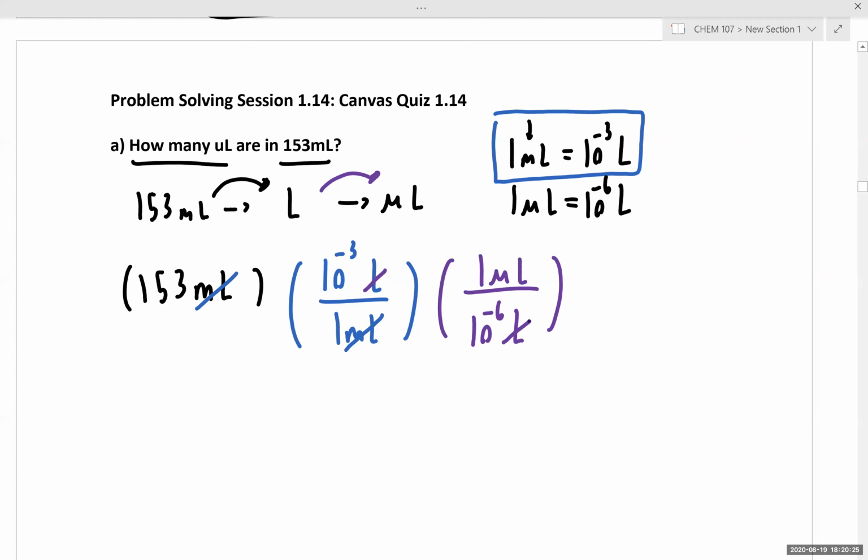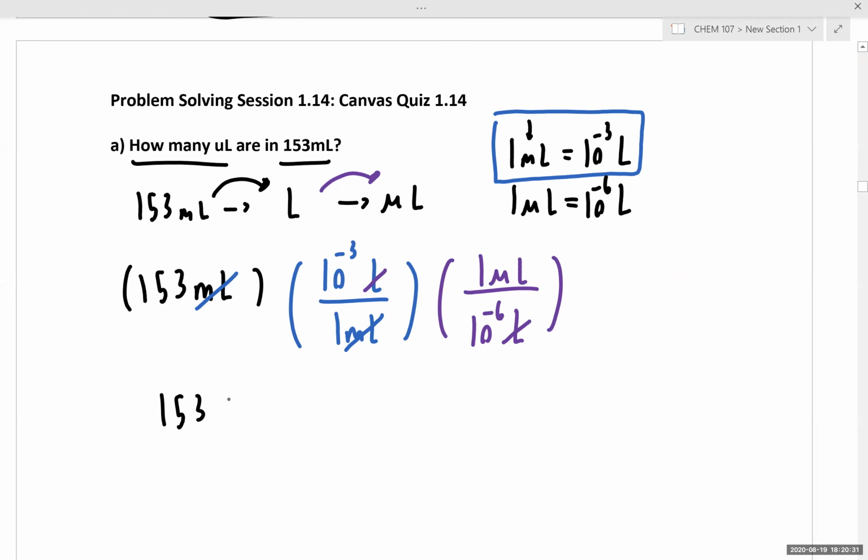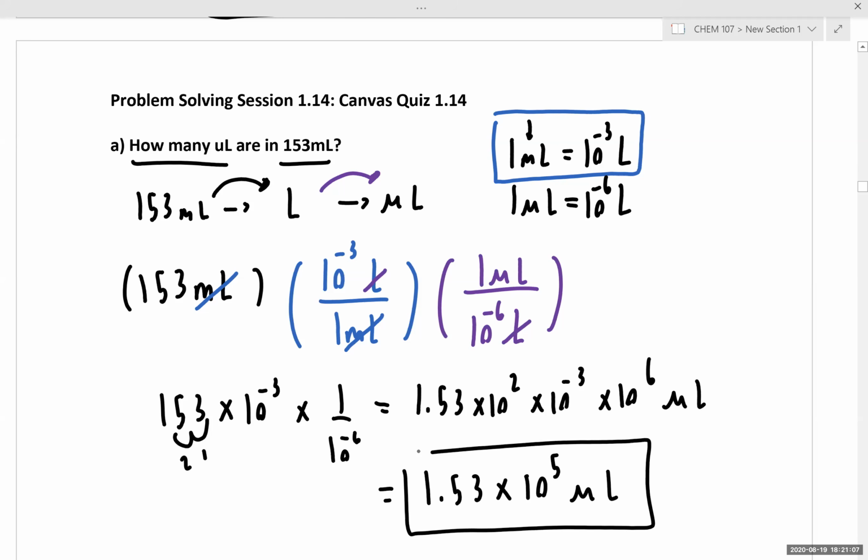Liters cancel, okay. So now let's write out our powers of 10. We have 153 times 10 to the -3rd times 1 over 10 to the -6th. And we can write this as 1.53 times 10 to the 2nd times 10 to the -3rd times 10 to the 6th. If we add up our powers of 10, we get 1.53 times 10 to the 5th. And don't forget your units. These are microliters.